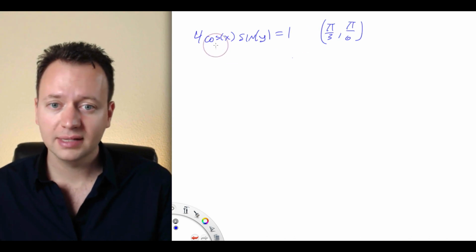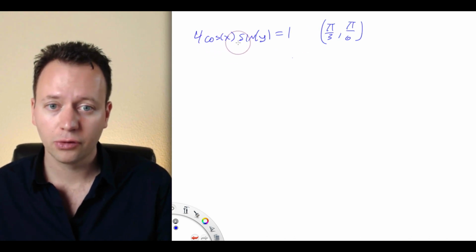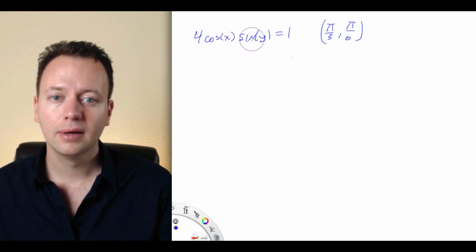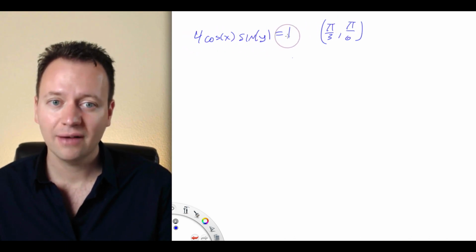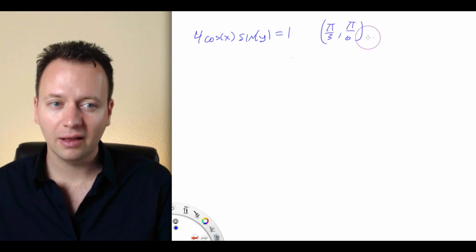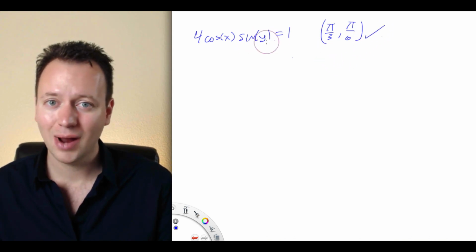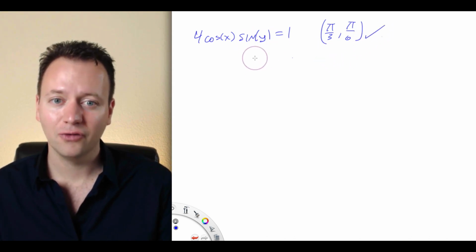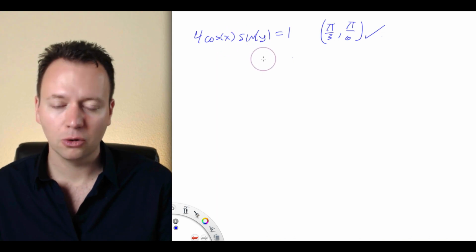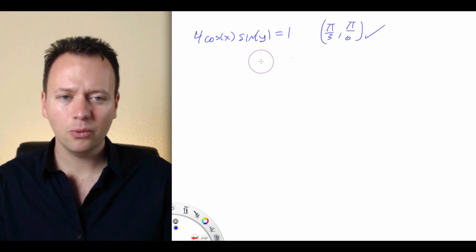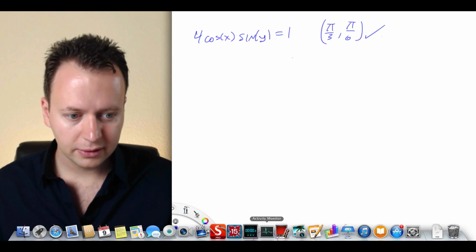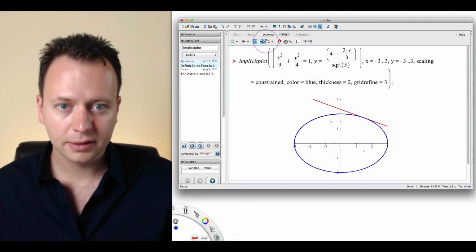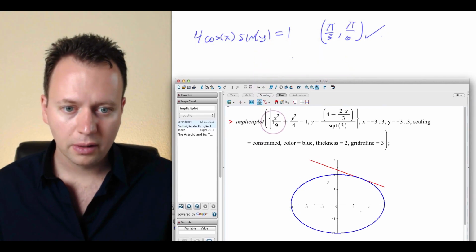Well, pi over 3 is the x value, cosine of pi over 3 is 1/2, sine of pi over 6 is 1/2, so we have 4 times 1/2 times 1/2 equals 1. So that validates the fact that this is indeed on the graph of this implicit function, or this implicit equation. To see what this looks like, let's plot this implicit equation.